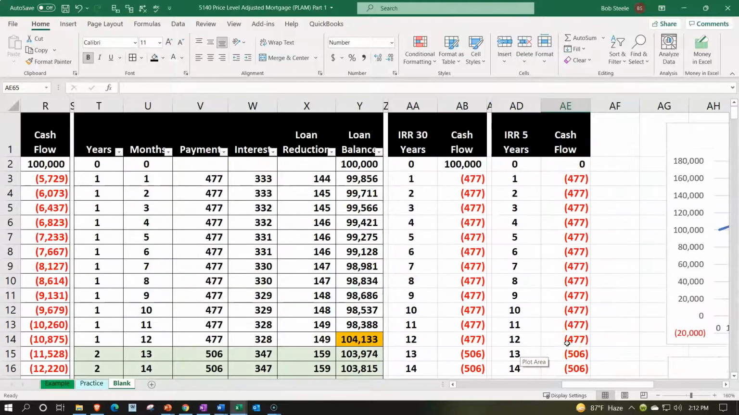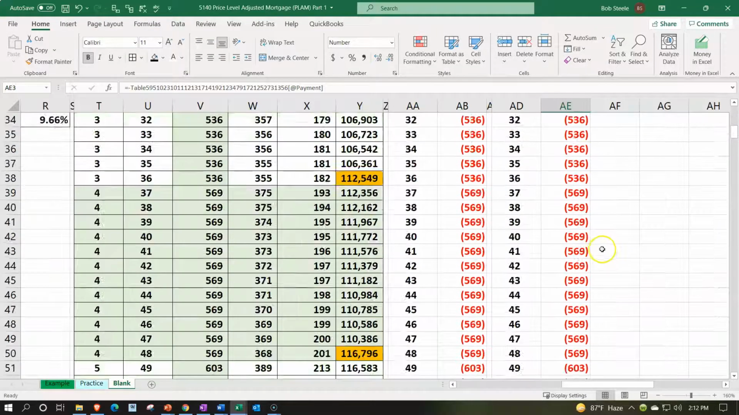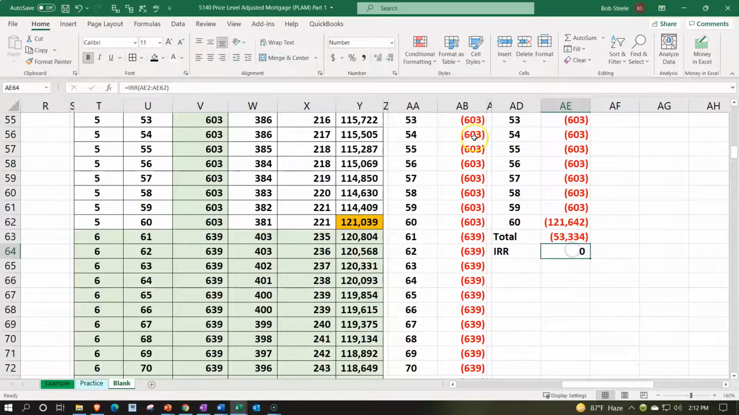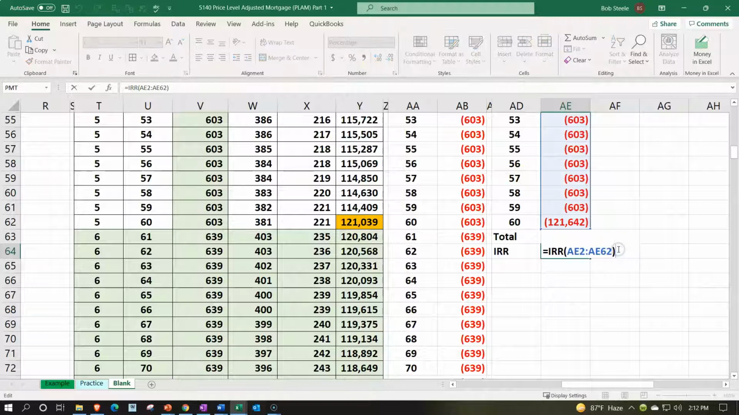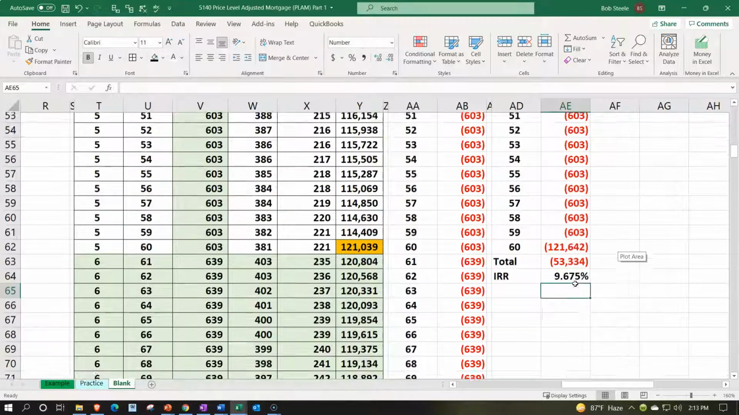Something is horribly wrong. Oh, that first number needs to be 100,000. That's why. Okay, so now the IRR should be populated properly. Number, percent. That would be the monthly amount. Double clicking on it, multiplying times 12. That will give us our yearly. So that would be 9.6675 if we stopped after the 5 years, the IRR calculation.